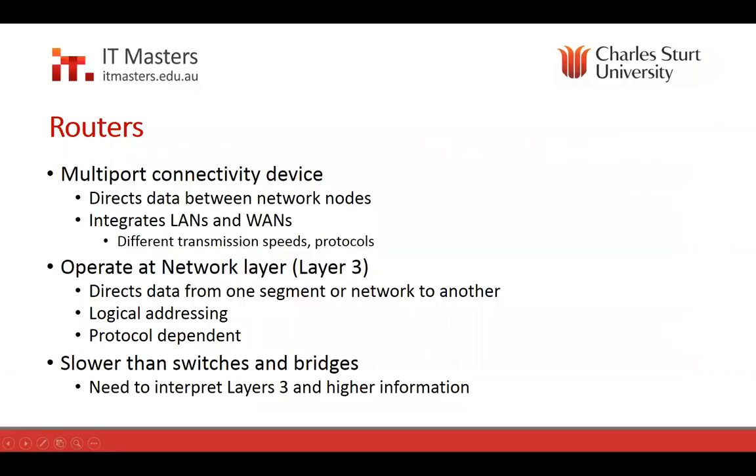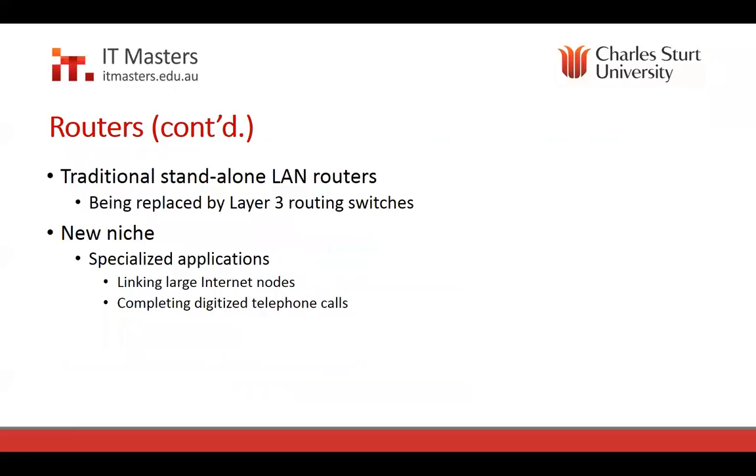They're slower than switches and bridges because they've got to look deeper into the packet, deeper into the information. So they work at layer 3, so of course they're going to be slower than the switch, which only works at layer 2. It doesn't have as much information to read. Unless you're talking about content switches or layer 3, layer 4 switches, in which case the difference is moot. Traditional standalone LAN routers are being replaced by layer 3 routing switches, and that's simply because there's better performance out of a layer 3 switch in most cases now than what there is out of a single router.